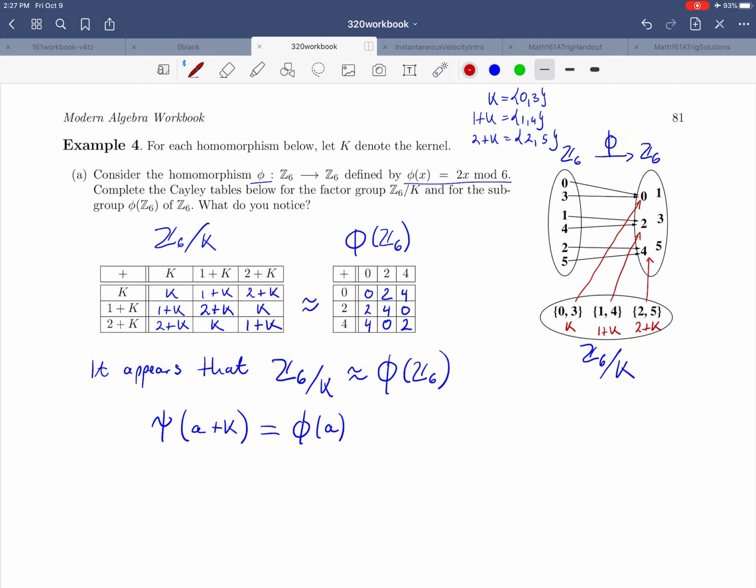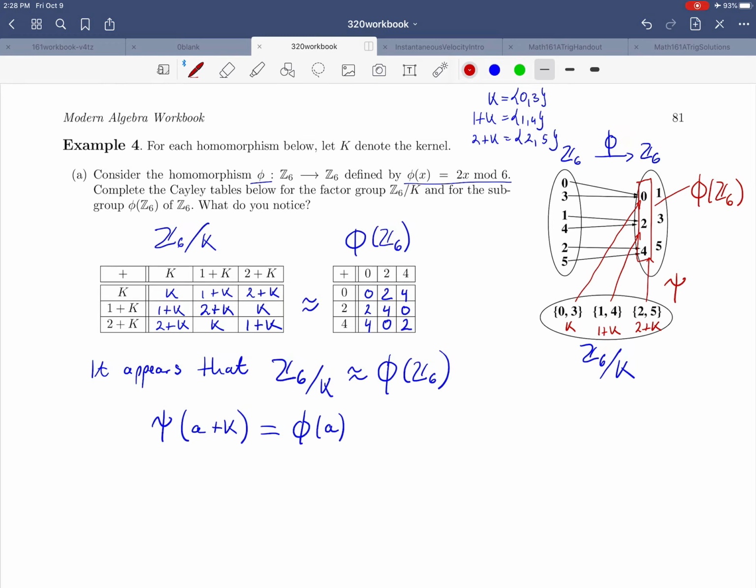And so we see in my red arrows right here, that is that new map, psi. And where does it map to? Well, it maps to the image under phi. So that is the set, or the group, phi of Z6.